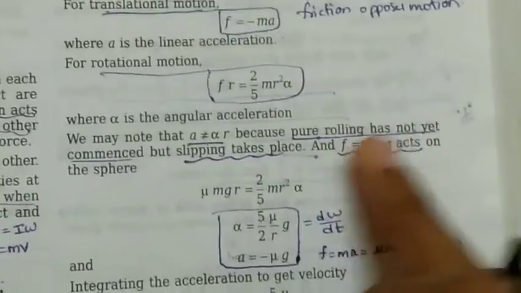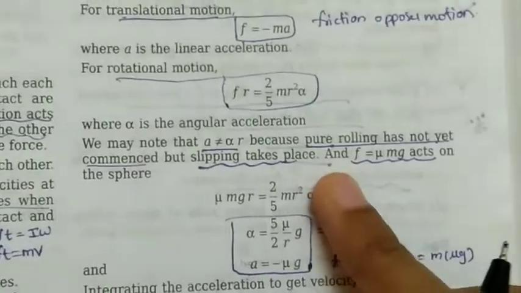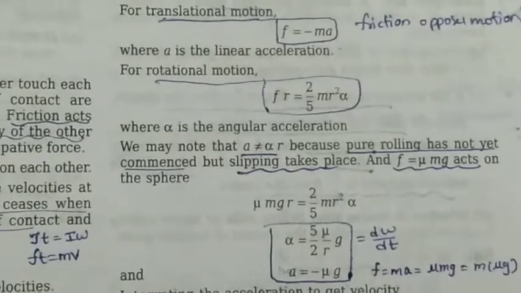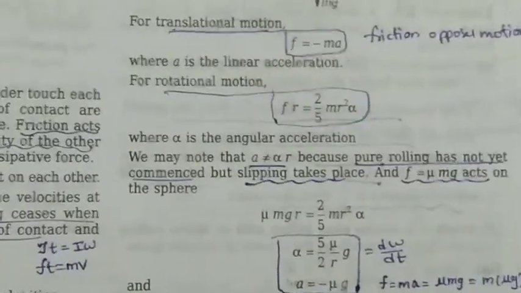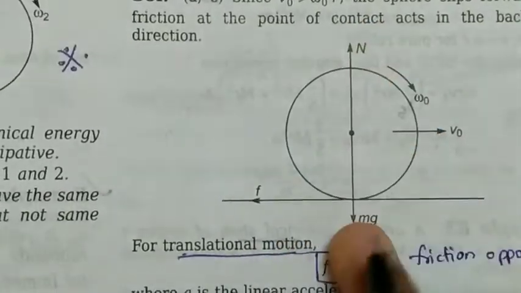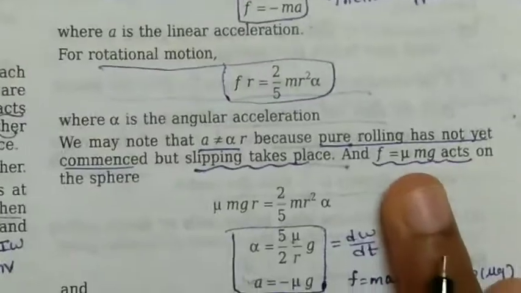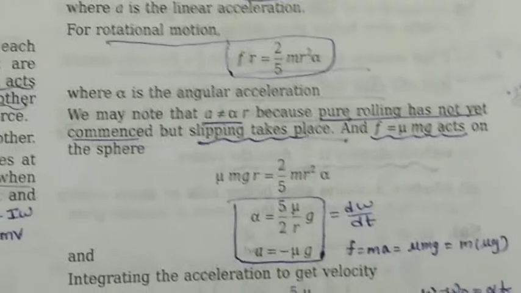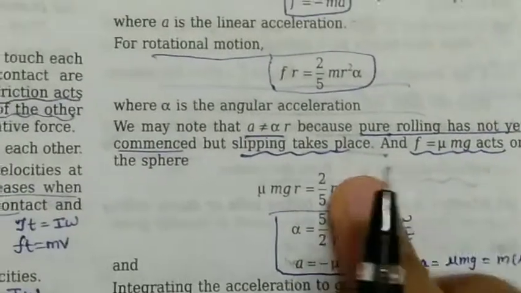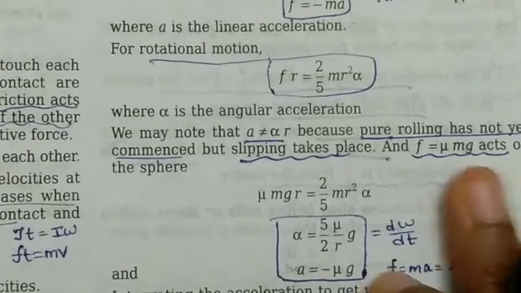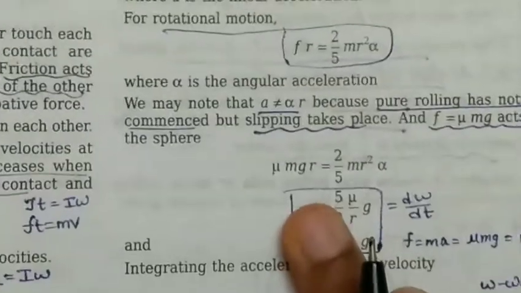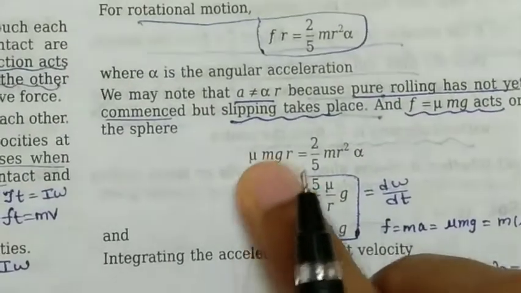So pure rolling has not yet commenced, but slipping takes place, and F equals mu mg acts on the sphere. What acts on the sphere is frictional force. The formula for frictional force is mu N, coefficient of friction into normal force, and we know from the diagram that the normal force N is balanced with mg. So we have F equals mu mg. As normal force equals the weight of the sphere, the frictional force mu mg acts on the sphere, so in the place of F, we replace it with mu mg.